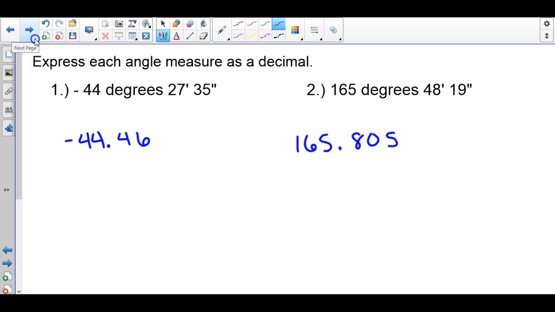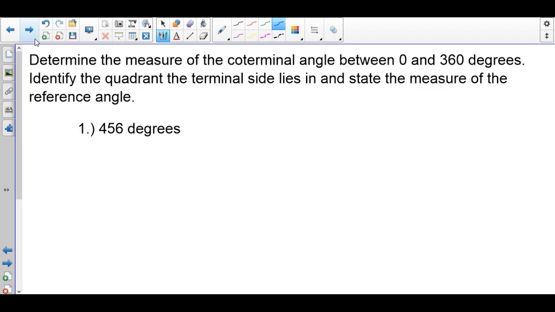Alright, on to the last problems. So with these, it's going to say determine the measure of a coterminal angle between 0 and 360 degrees. We're going to identify the quadrant of the terminal side, and we're going to state the measure of a reference angle. So there's a lot that's going to go on in these problems. So first thing I want to do is explain what a coterminal angle is.